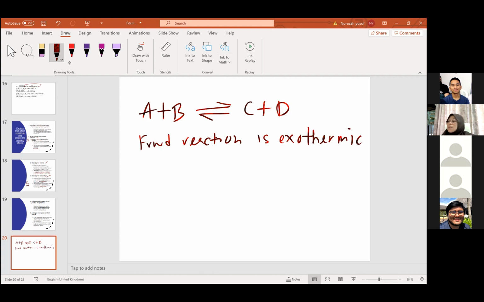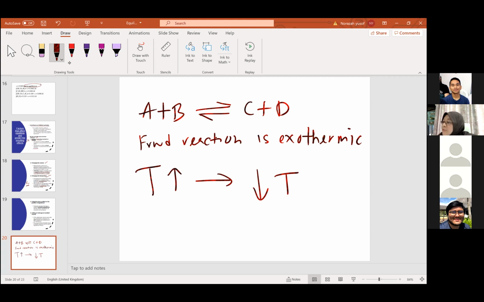Okay, so now let's say I heat the reaction. So T now is increasing. I heat the reaction, so the system will try to lower down the temperature. Of course, this is something logical. I heat the reaction, the system will try to lower it because it wants to retain the original condition.